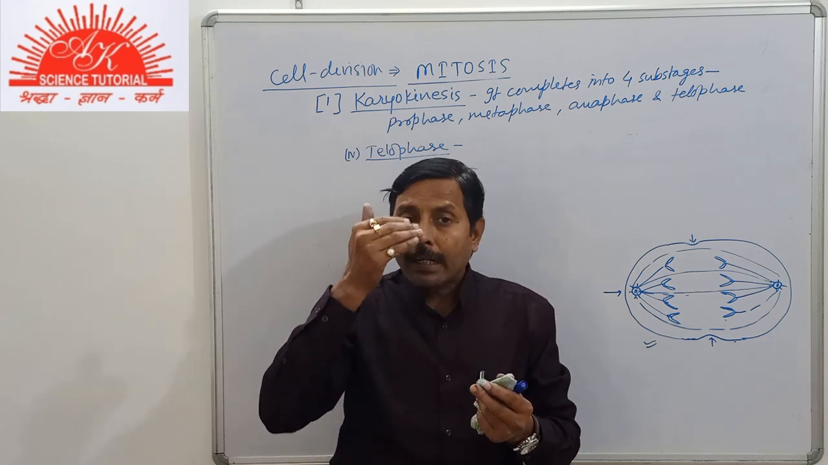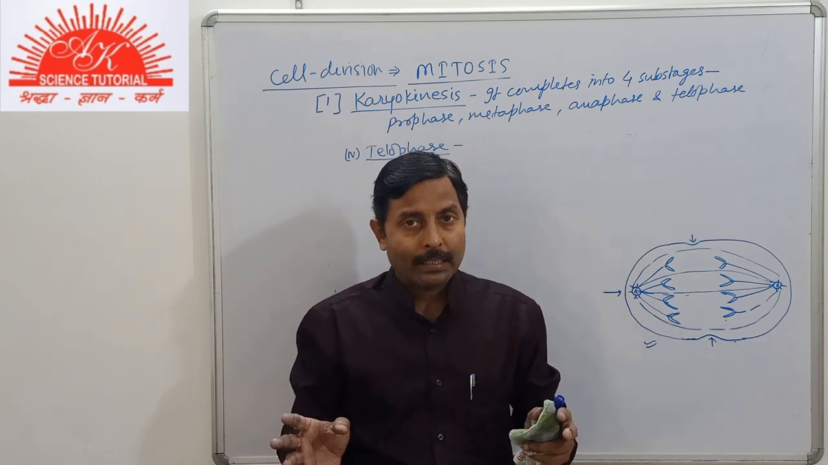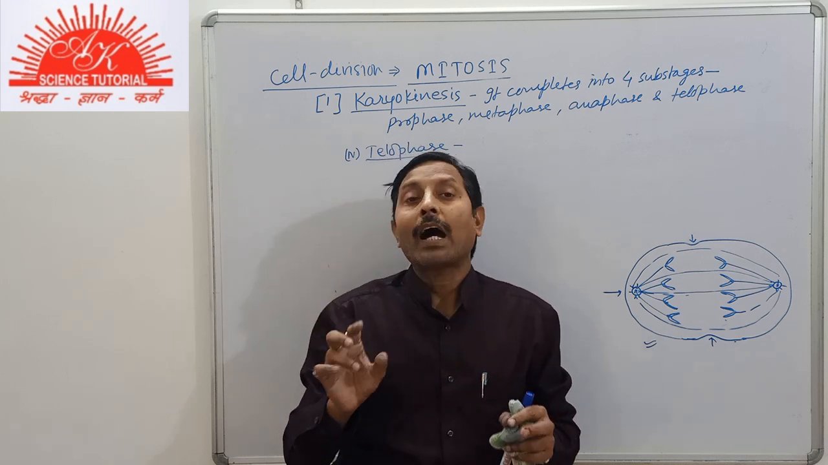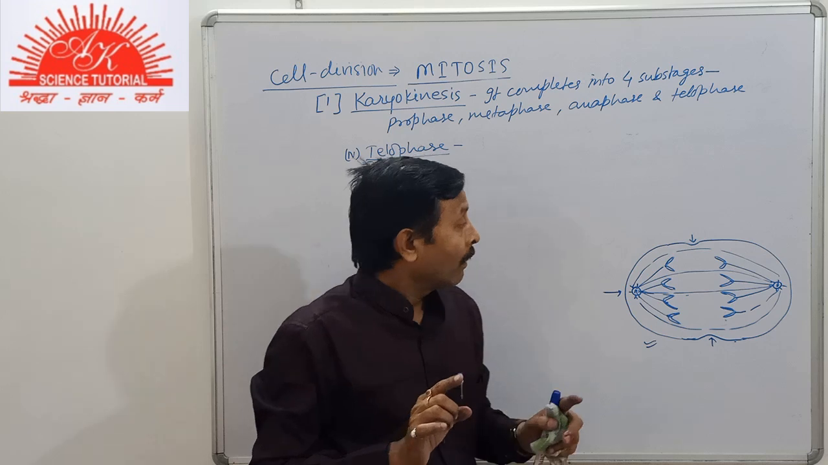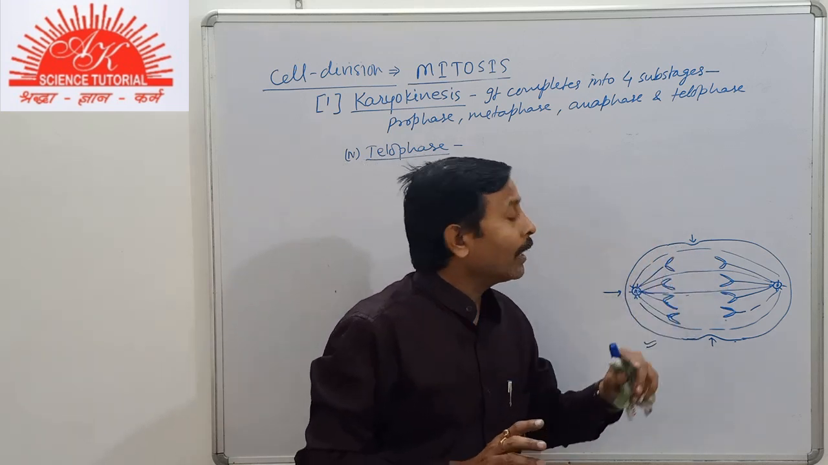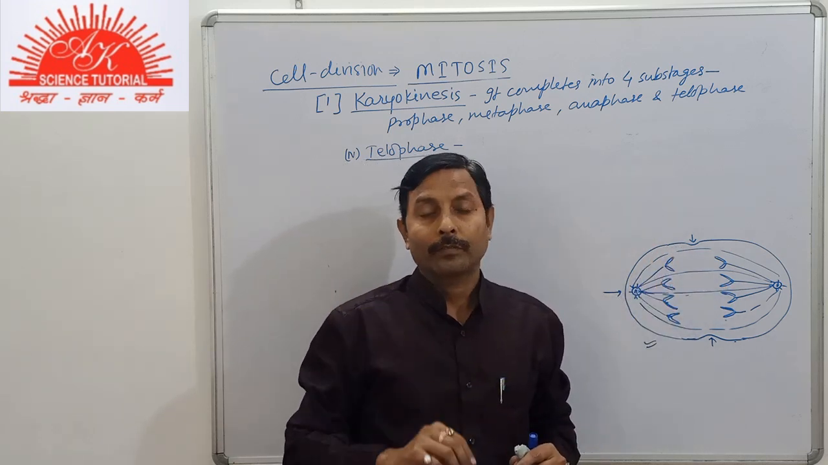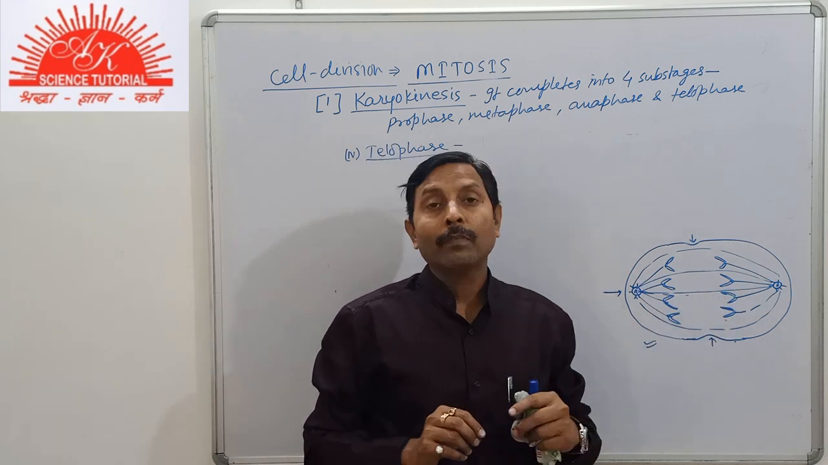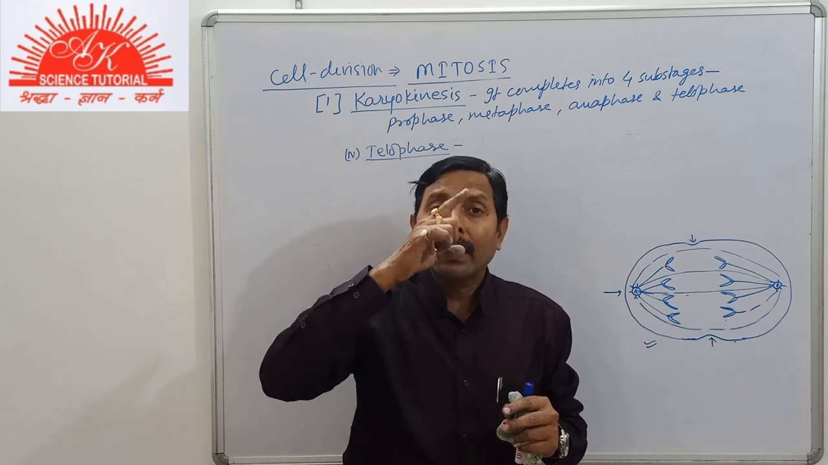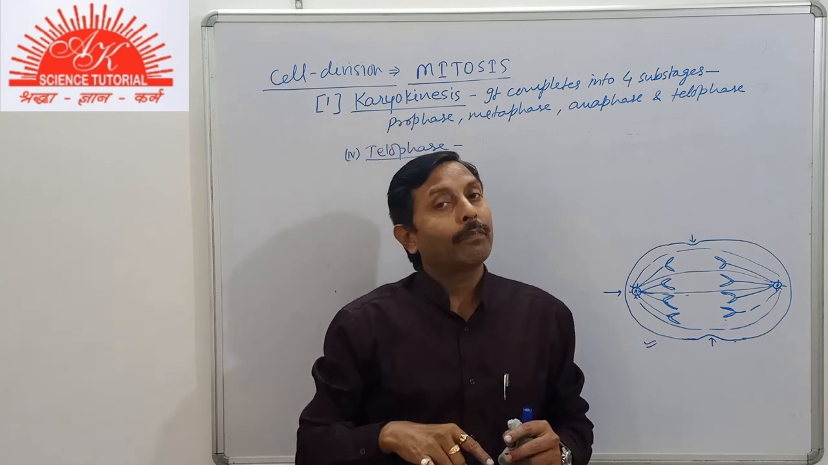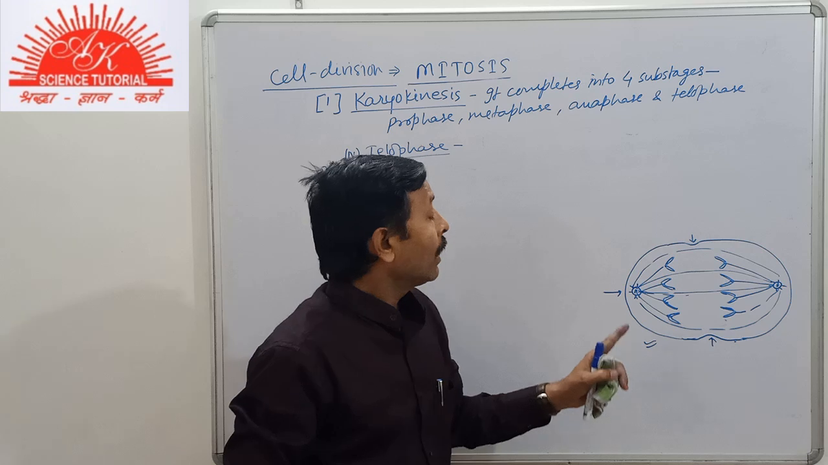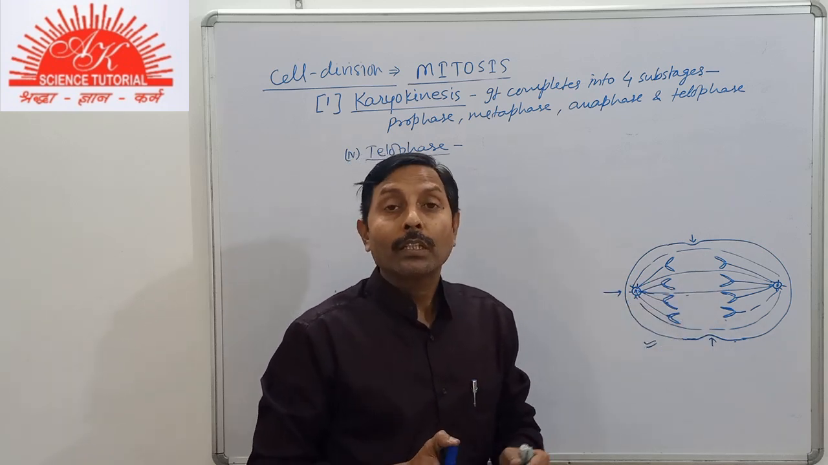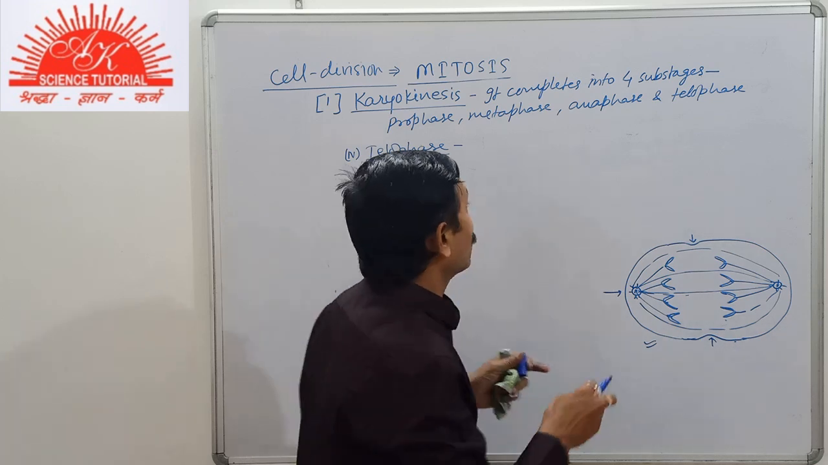they uncoil, decondense, and change into chromatin fibers. Astral rays and spindle fibers disappear. The nucleolus reappears near them, and then the nuclear membrane develops around them. Hence, the two daughter nuclei are formed. So, this is a reversal of prophase. So, what are the changes?